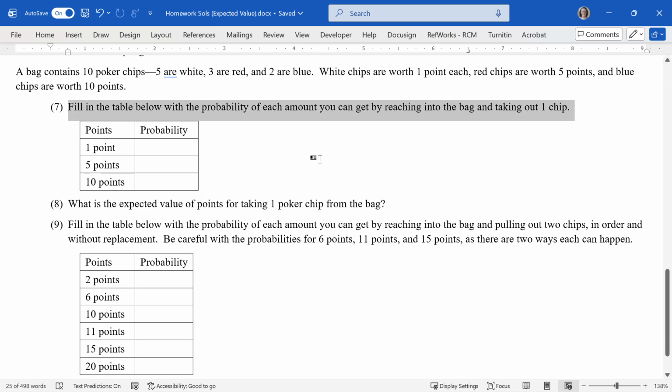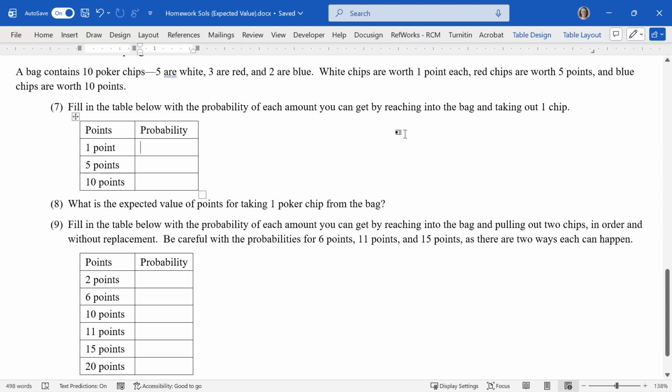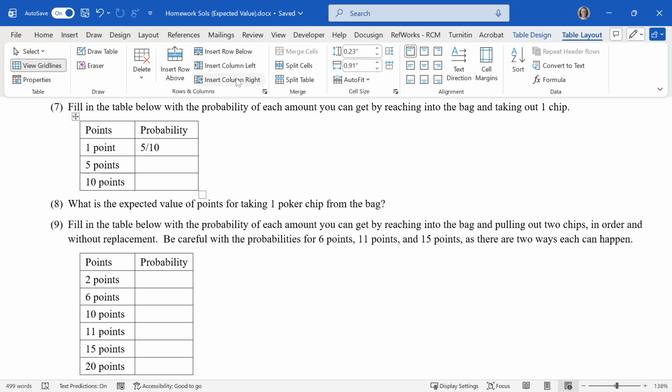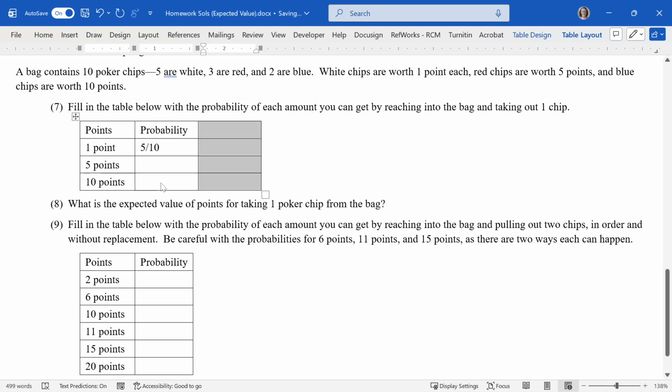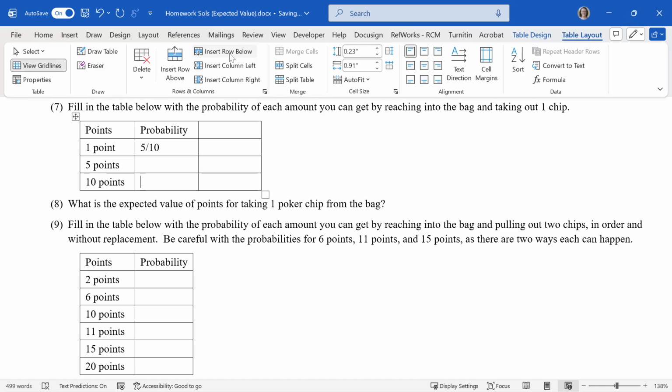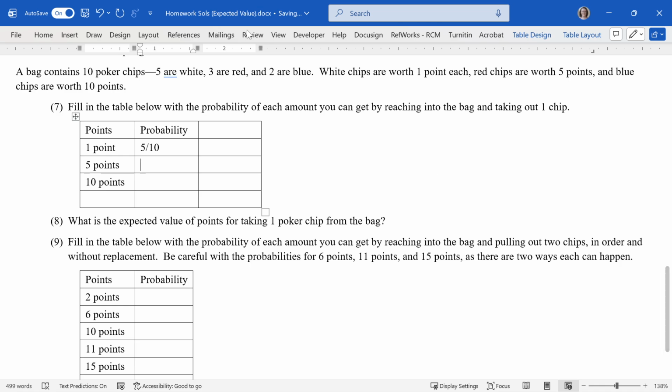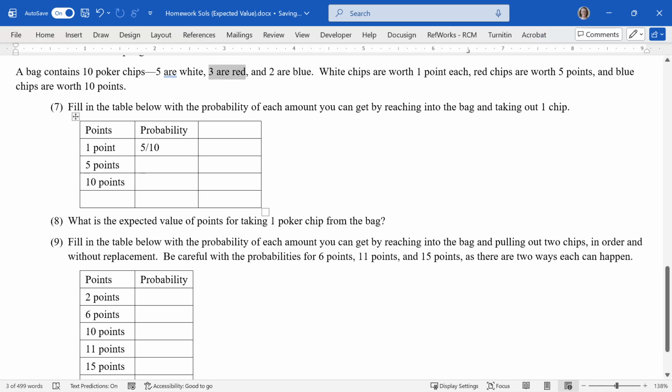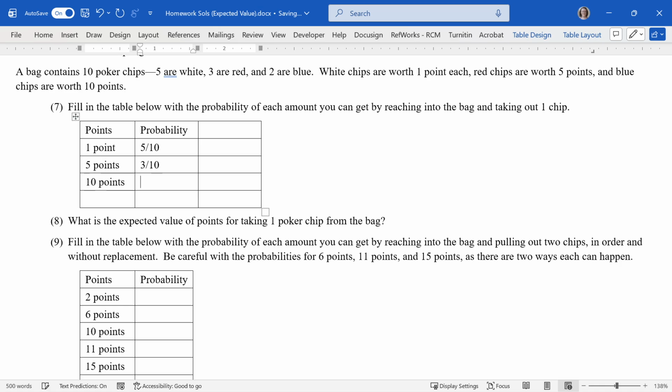Fill in the table below with the probability of each amount you can get by reaching into the bag and taking out 1 chip. Okay, so how many total? We have 10 chips total, so these are all going to be out of 10. And then 1 point is for white, so basically there's 5 white, so 5 out of 10. I'm going to leave this as 5 out of 10 just for the sake of when I do that extra thing, so that everything has the same denominator, right? That'll make it easier. Just leave them out of 10. Okay, 5 points is for the red ones, so that's 3 out of 10. 10 points is for the blue, there's 2 of those.